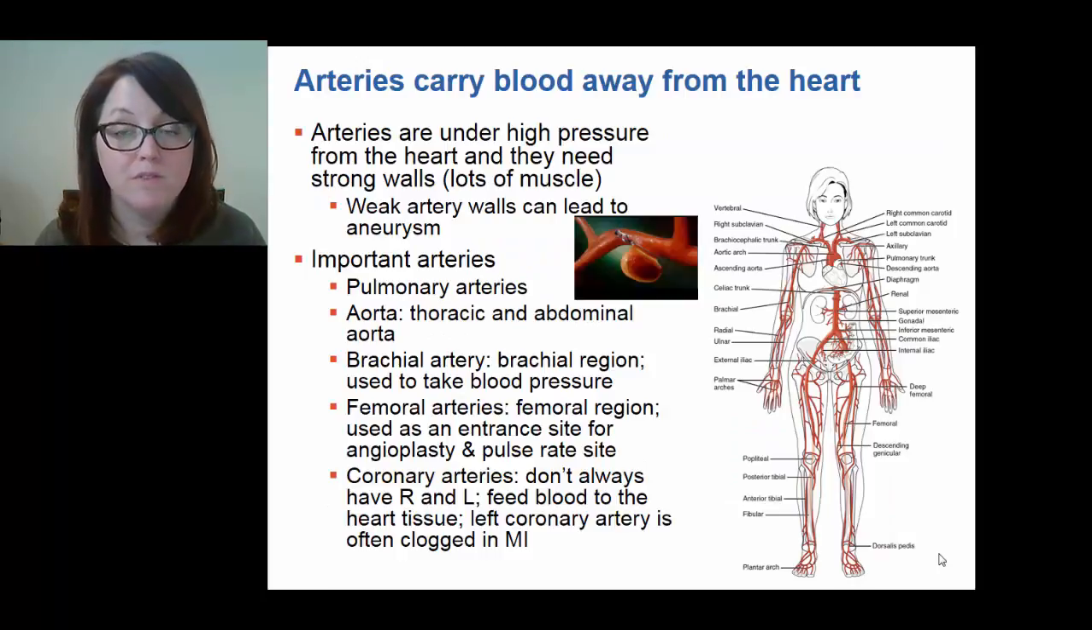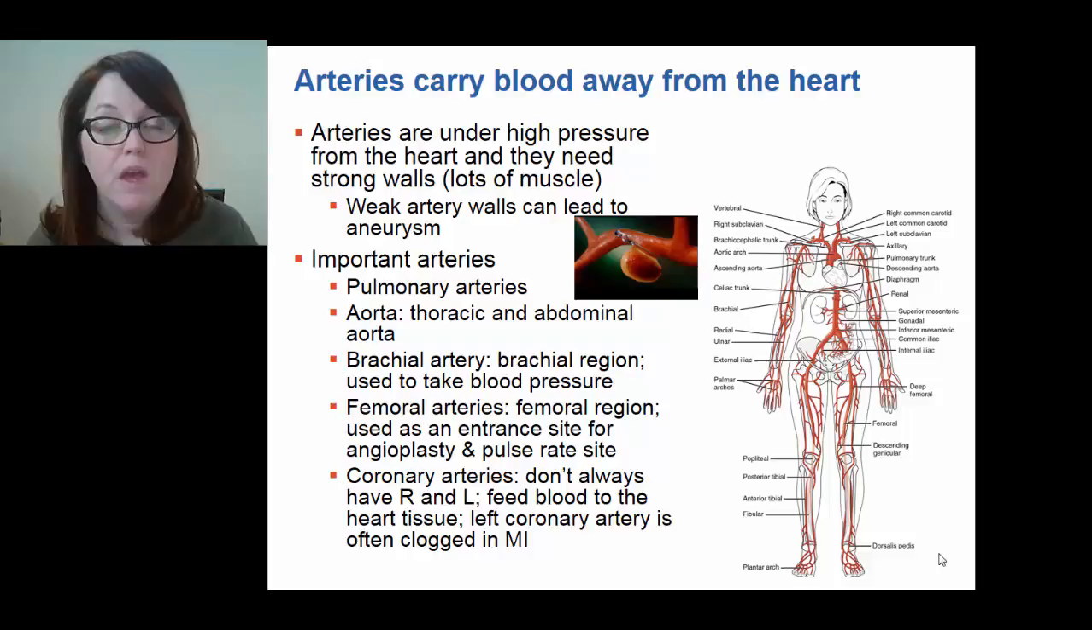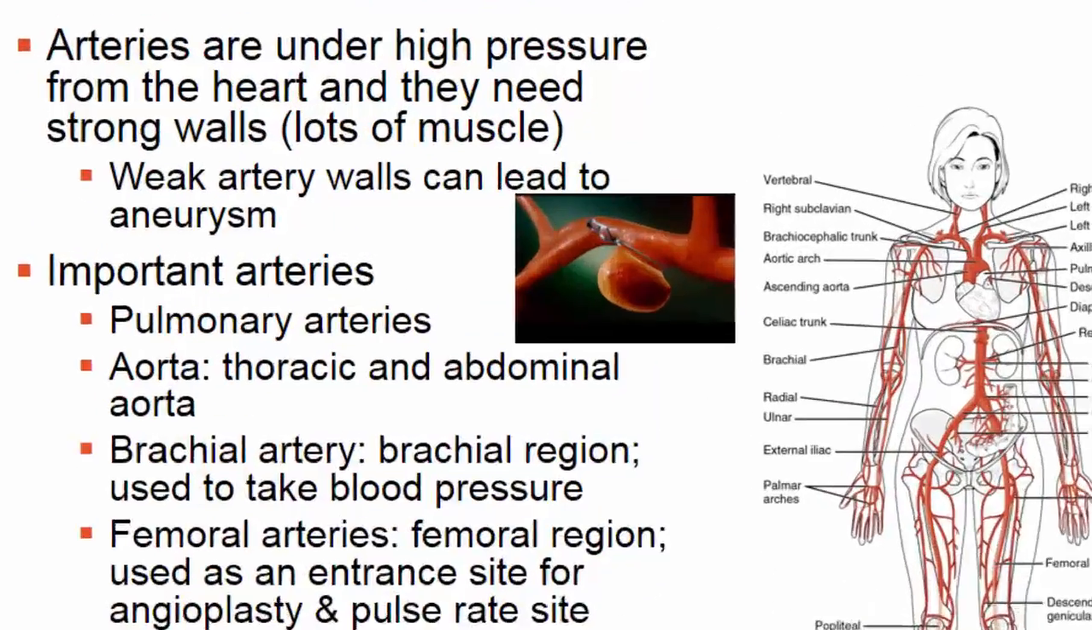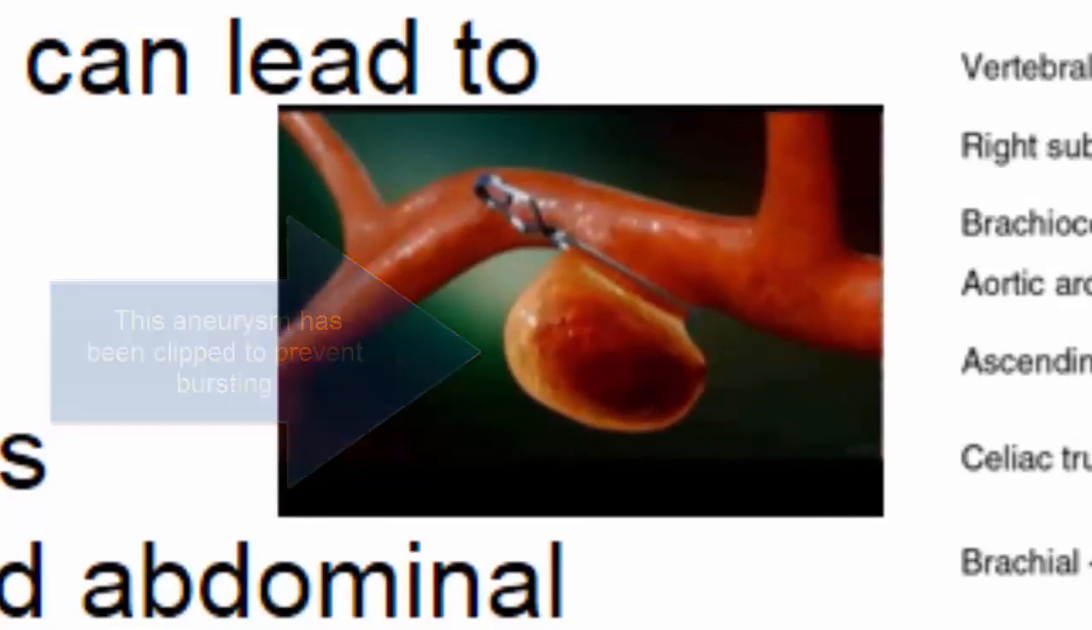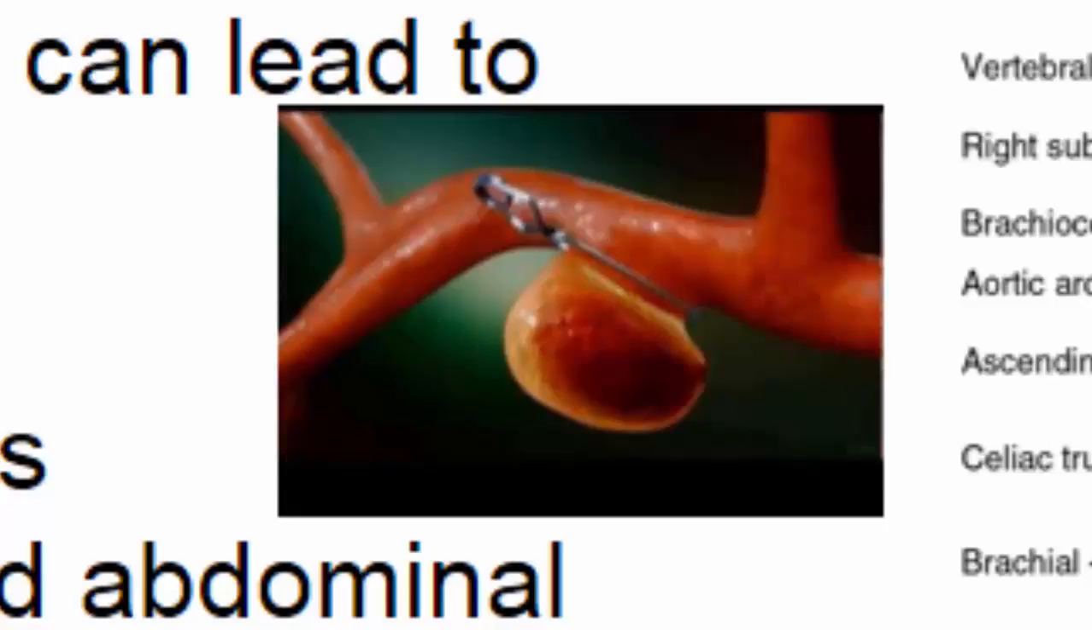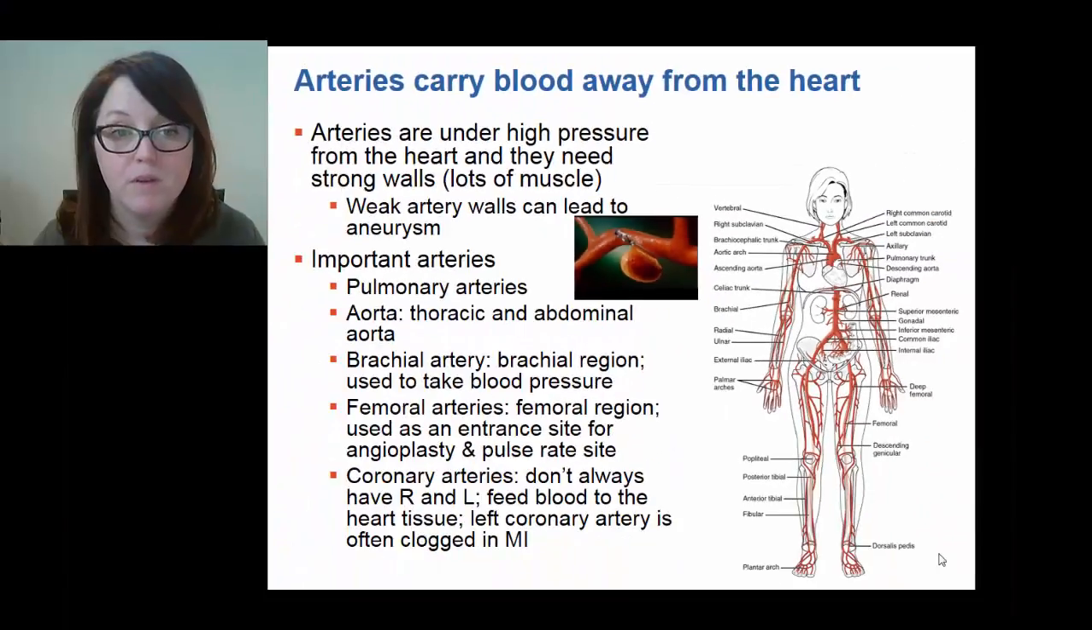Arteries are the blood vessels that carry blood away from the heart. Arteries are under very, very high pressure because the heart is constantly squirting high pressured blood inside of them. So they have lots of muscle in their wall to help keep them strong to withstand this high pressure. If the wall of an artery becomes weak, it can lead to an aneurysm. An aneurysm is a ballooning out of an artery wall, and if that little weak balloon area happens to pop, then that can lead to something like a stroke.